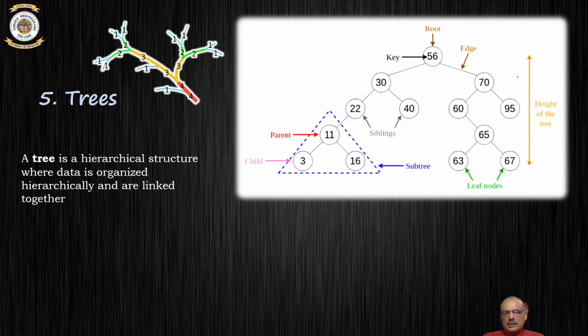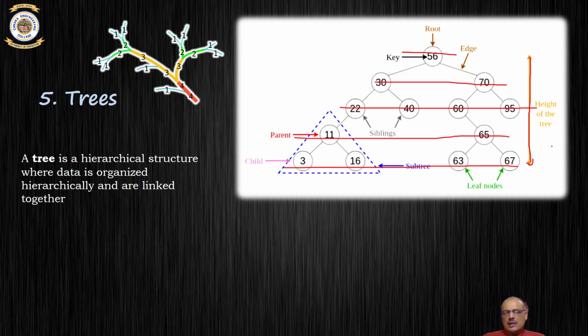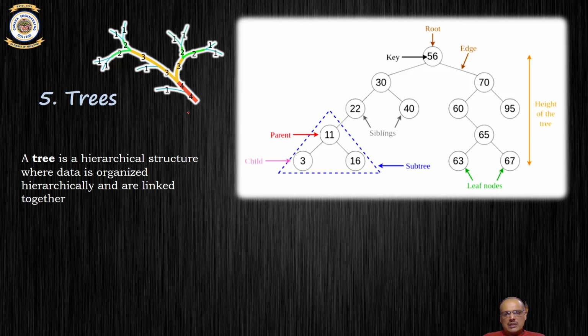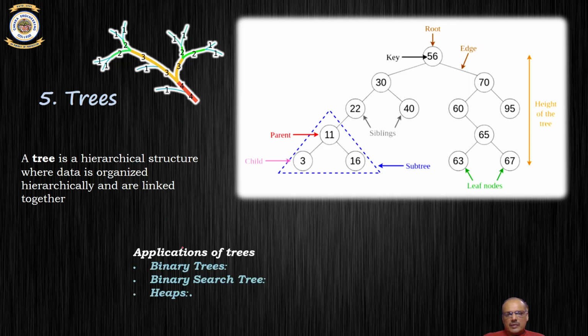The total number of levels in a tree is called the height of the tree. Out here I have the root level, then this level, the second, then the third level and the fourth level. So the height of this tree is 4. These are some of the concepts that you should be aware of when we look into trees.